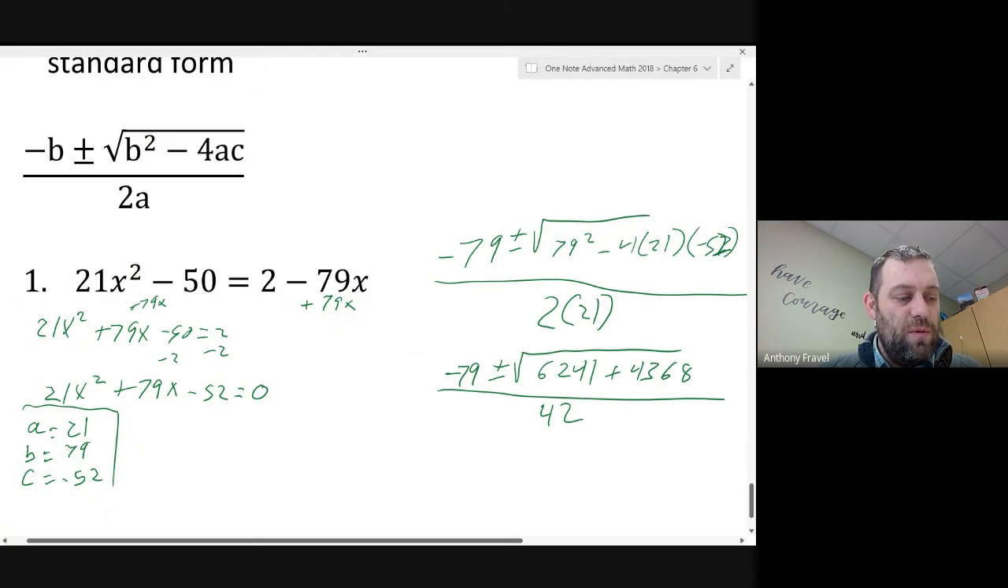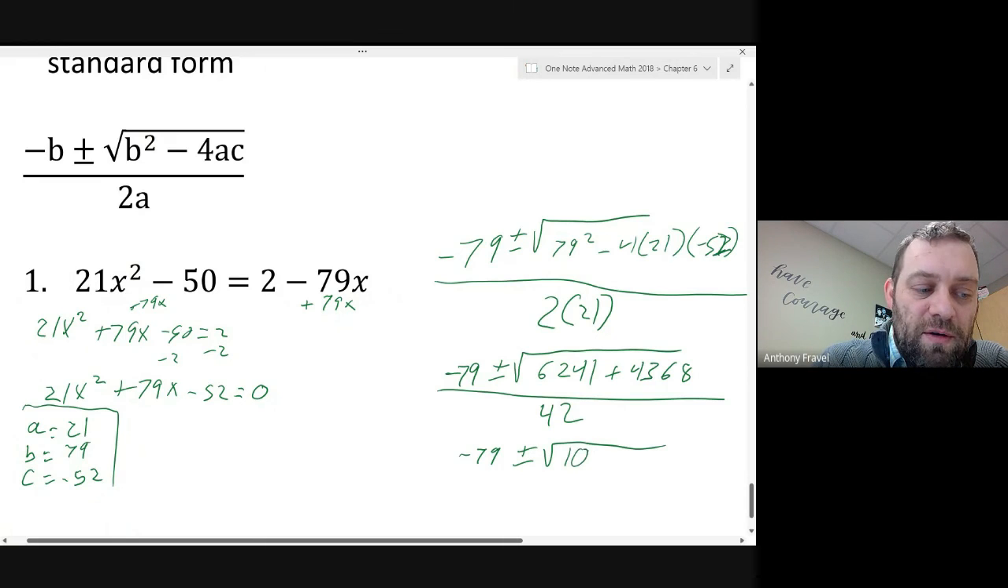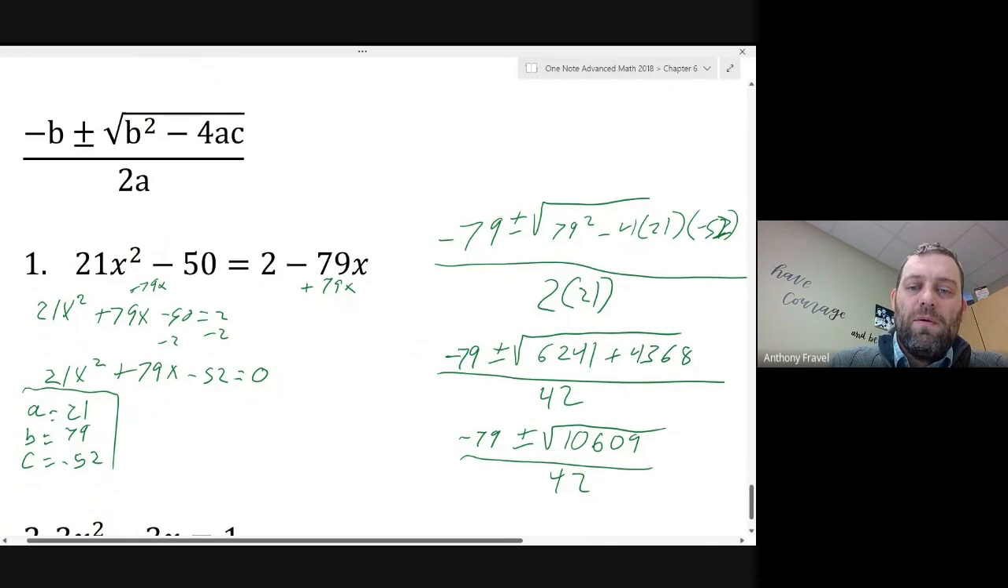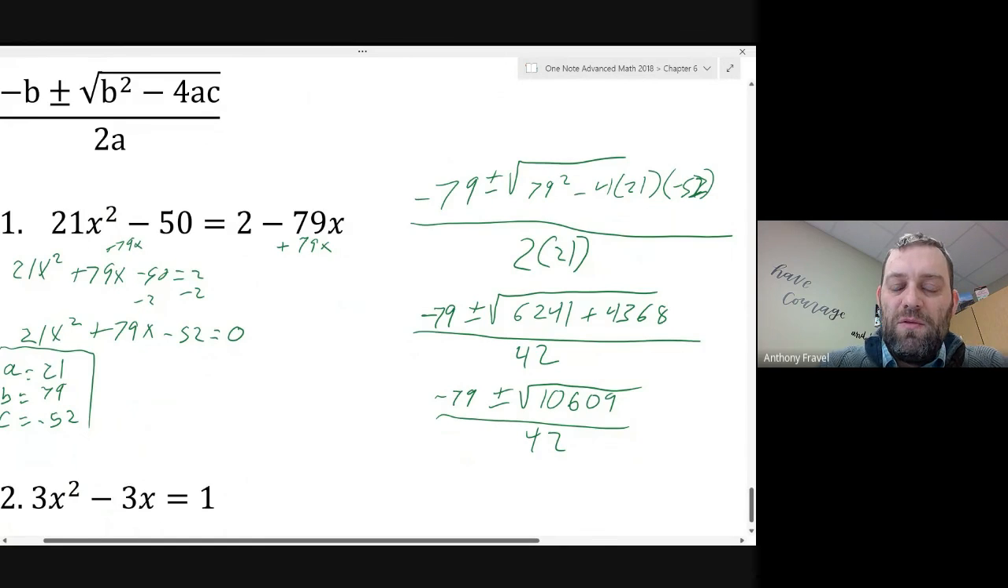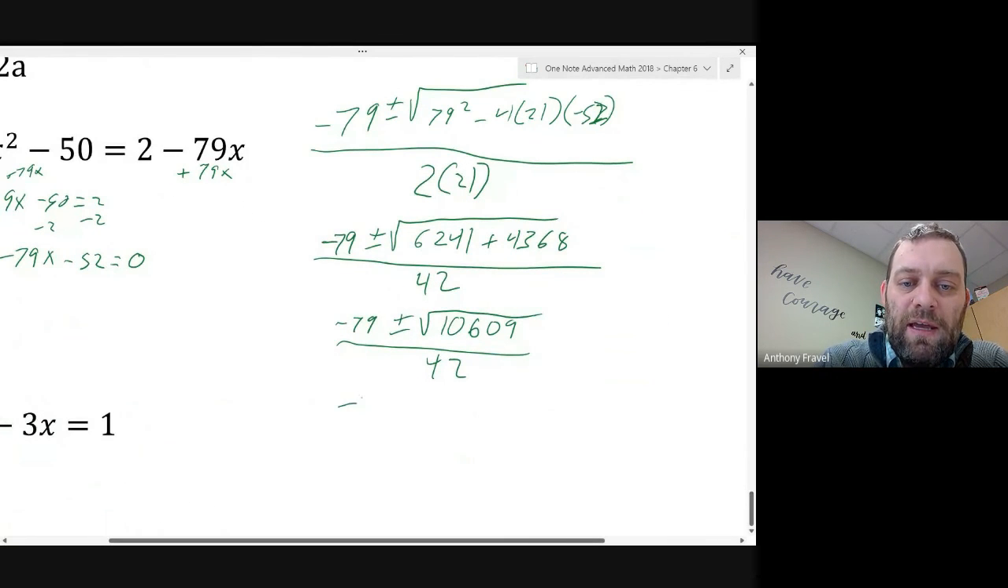Okay, I'm going to continue with the things inside the radical sign. I've got negative 79 plus or minus the square root of 10,609 over 42. Okay, I'm going to continue to work this one down. Negative 79 plus or minus the square root of that, which is 103, over 42.